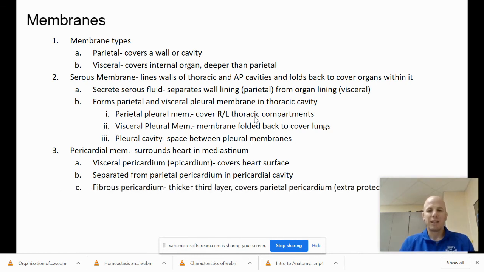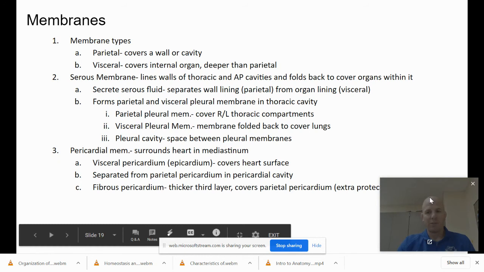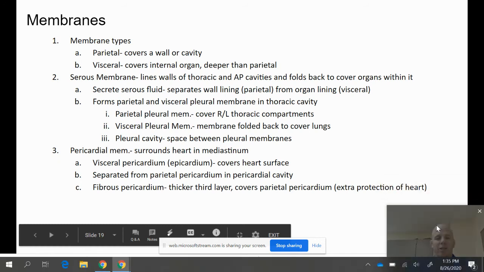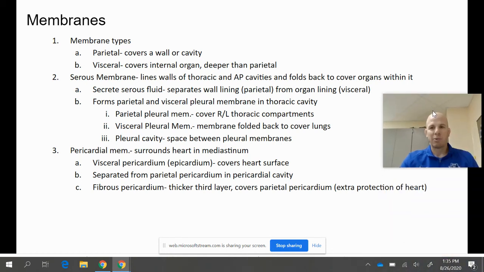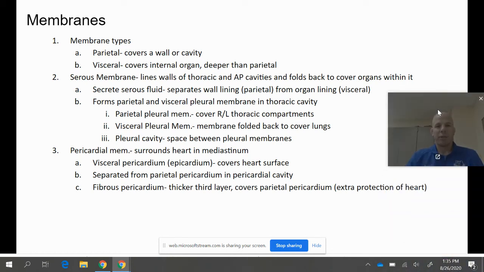If you're in class and we're talking about this, I'll draw some pictures for you. There is a parietal pericardium that basically lines the cavity, but then there's a third thicker layer on the outside of both of those that covers the parietal pericardium, called the fibrous pericardium. You guys probably know that the heart is kind of important. All this stuff is important, but that gives us a little bit of an extra layer of protection around the heart.